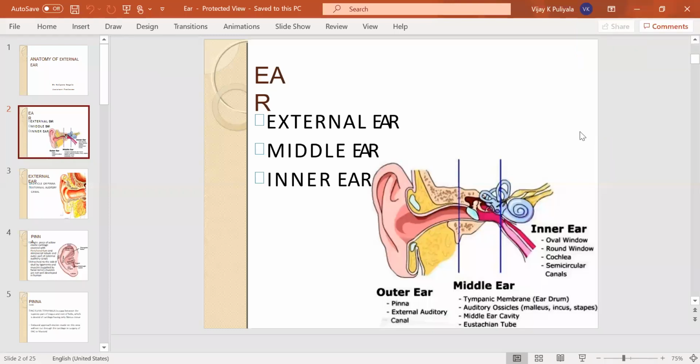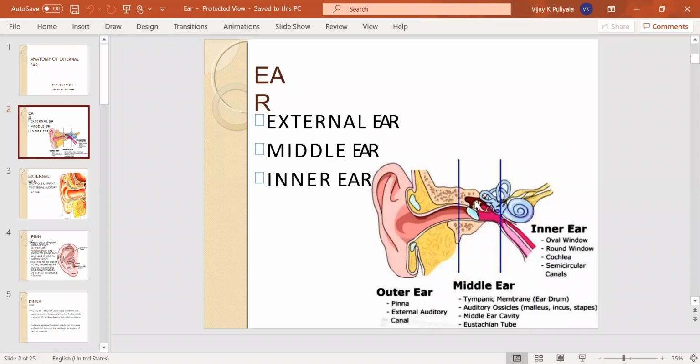So here you can see the ear. The ear consists of mainly three parts: the external ear, middle ear, and internal ear. What is the function of the external ear? It collects and conducts the sound waves from the air to the tympanic membrane. It collects the sound from the environment and conducts it to this tympanic membrane, this blue one, which vibrates to all the frequencies.